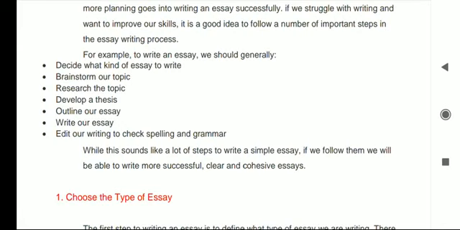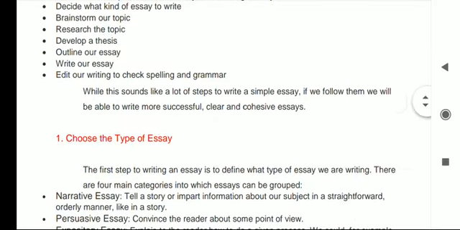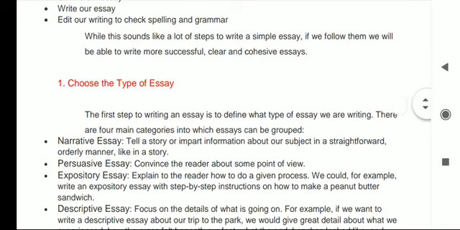While this sounds like a lot of steps to write a simple essay, if we follow them, we will be able to write more successful, clear and cohesive essays. Now, number one, choose the type of essay. Decide what kind of essay we want to write.